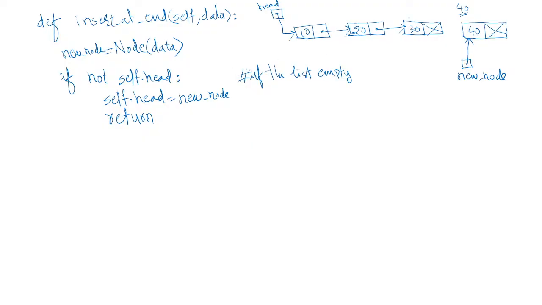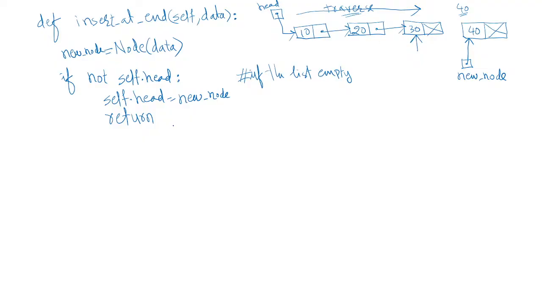In such a case, if this is the last node, then 30 should become its previous node. So you should acquire this 30 node address. That means you need to traverse the list until you reach the last node. You should visit each node and go to the last node.